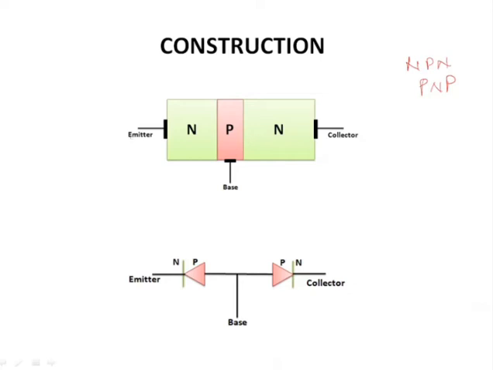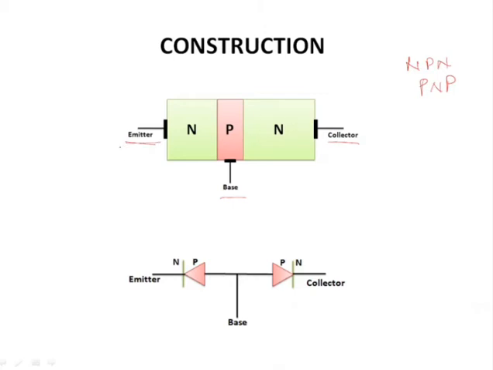Like I said, it has three terminals, that is emitter, base and collector. So the type of doping in these three regions gives it a name as either NPN or PNP. Here you can see that emitter is N-type doped, that is it has pentavalent impurities. Base has trivalent impurities in it, and finally the collector is again N-type doped.